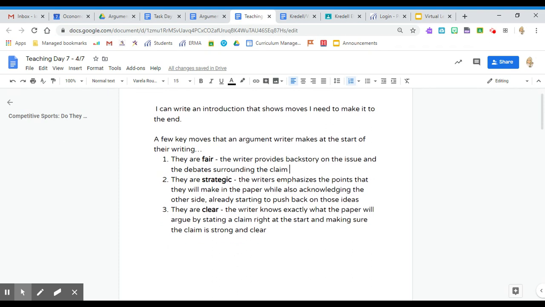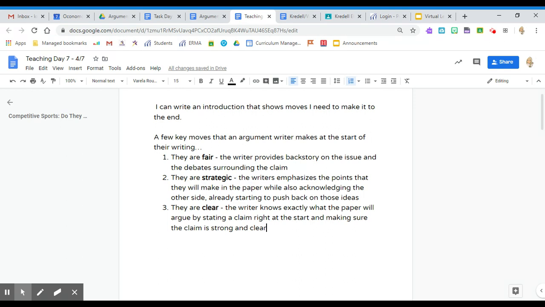Number 2, you're strategic. You emphasize the points that you're going to make in your paper, but you also acknowledge the other side, right? That's kind of what we were just saying with fair. However, when you acknowledge that other side, you start to push back on those ideas, right? So saying the other side's point and then restating why your point is stronger, right? Starting to give some pushback, rebuttaling lightly.